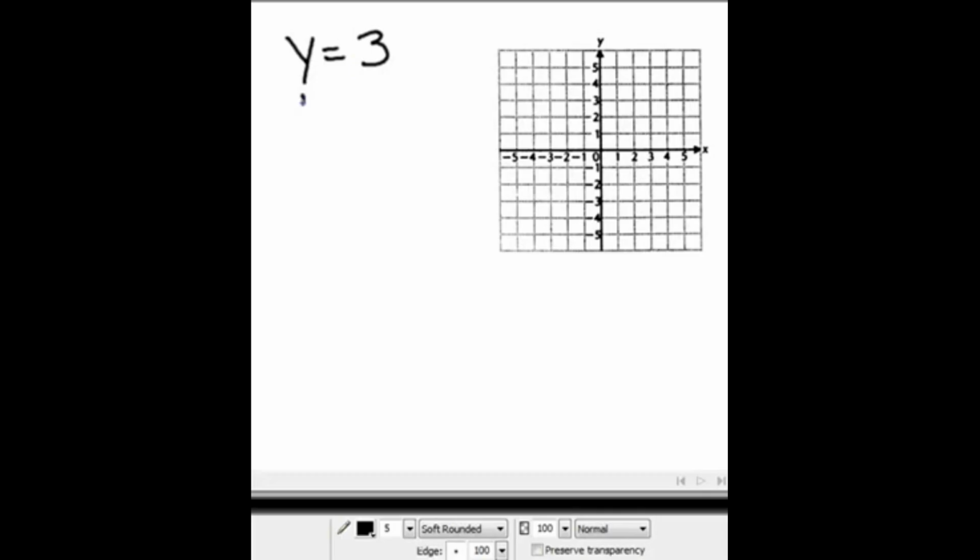Let's make a little table so we can be sure which it is. And we can do x and y, but when we put in our values, we must use 3 for y to make it true. And we can put any x we want, since there's no x in the equation. So we'll just use 0, 1, and 2, and then we'll plot those.